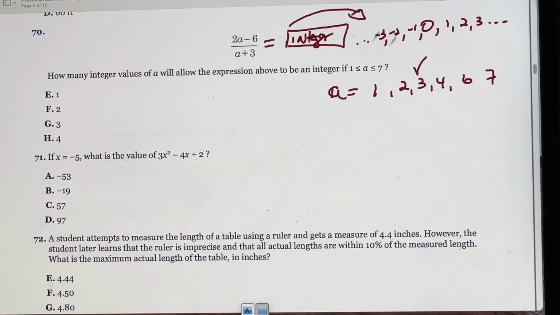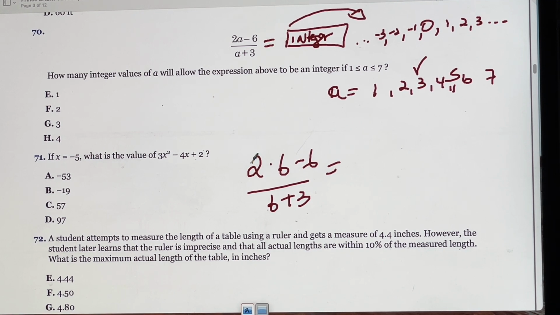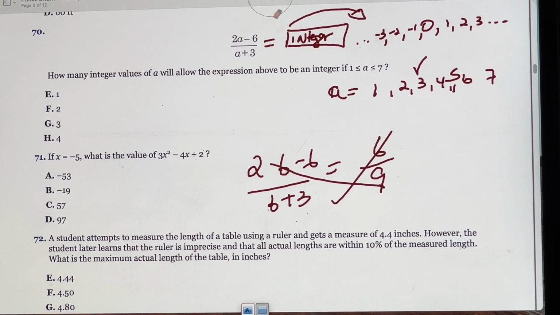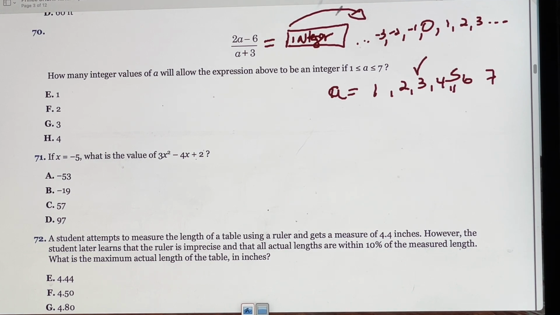Oh, I forgot the 5. Sorry, there's a 5 in here. 2 times 5 minus 6 over 5 plus 3. 2 times 5 is 10. You get 4 over 8. That doesn't work. 6: 2 times 6 minus 6 over 6 plus 3. Does that work? I think I made a mistake. But this doesn't work. 12 minus 6 is 6, 6 over 9. That doesn't work. The mistake was my number 1. So 6 doesn't work, and 7 is not going to work.